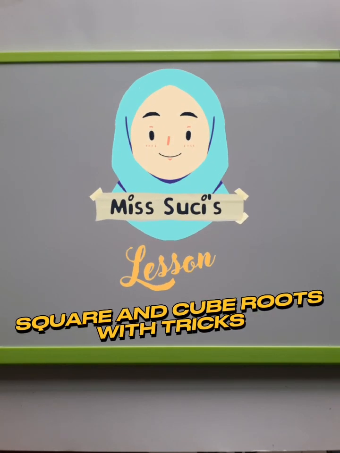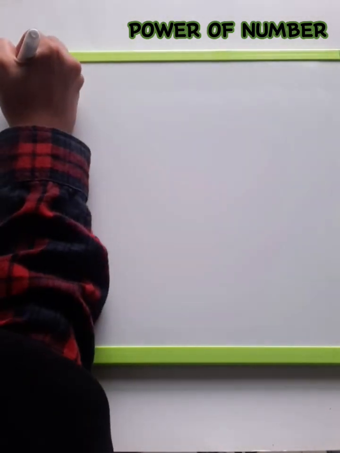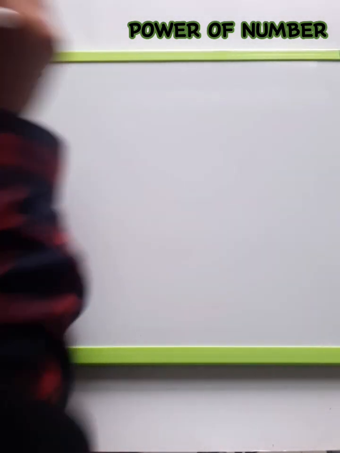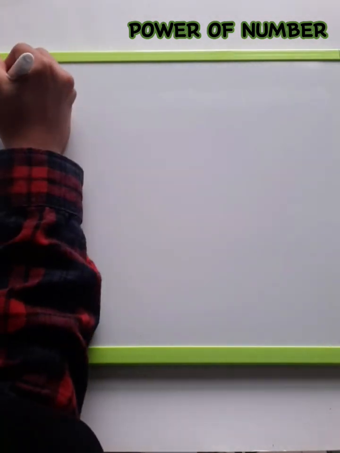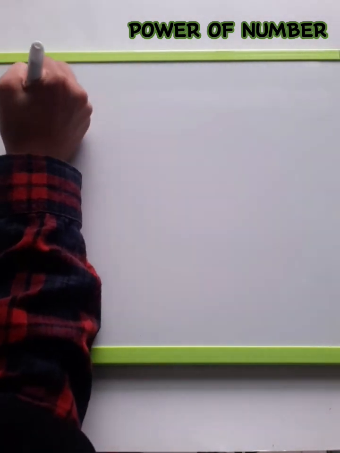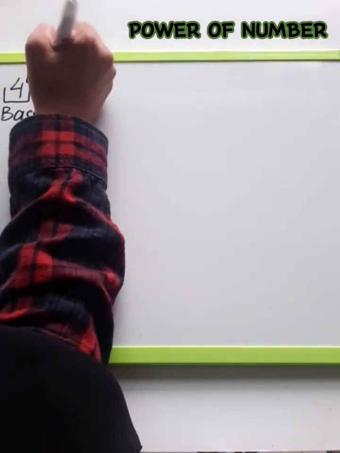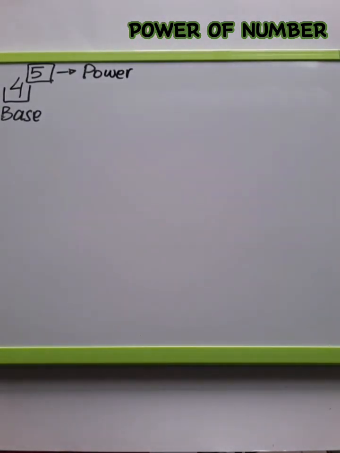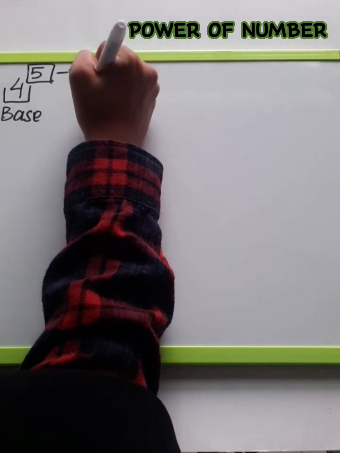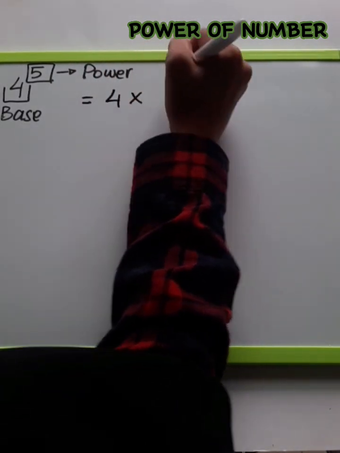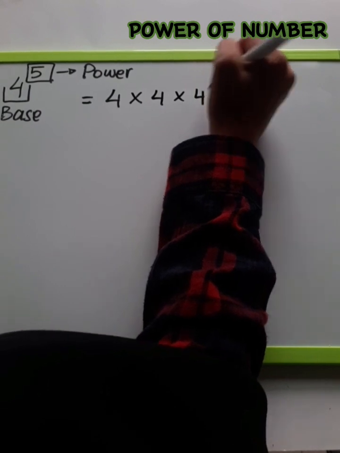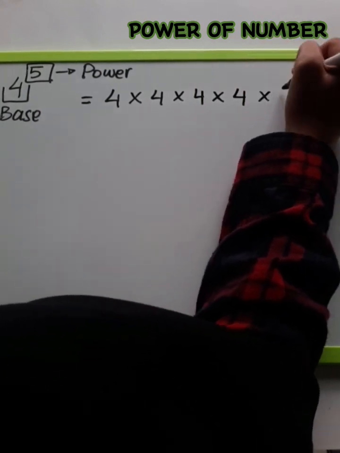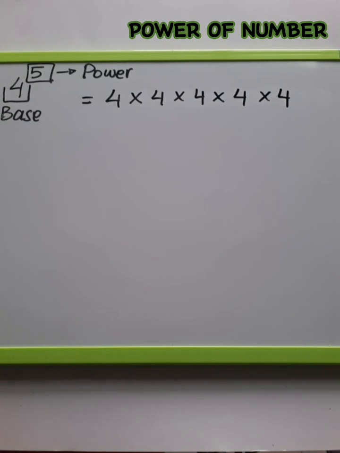Let's discuss the introduction of power. Power of a number, the example is 4 power 5. The number 4 is called the base, and the number 5 is called the power. So 4 power 5 means the number 4 multiplied by itself 5 times. It's called the power of a number.